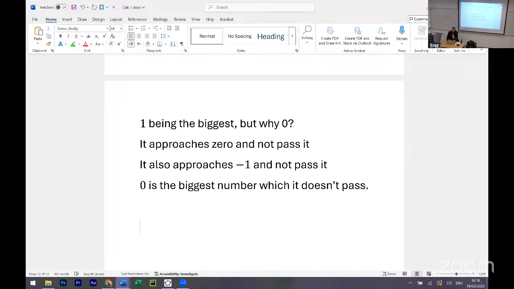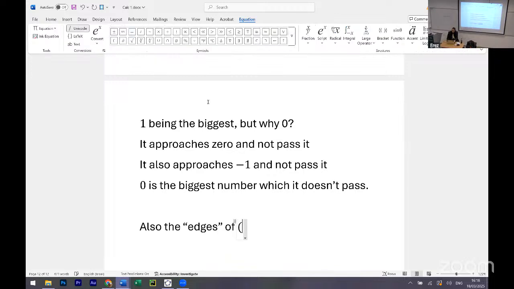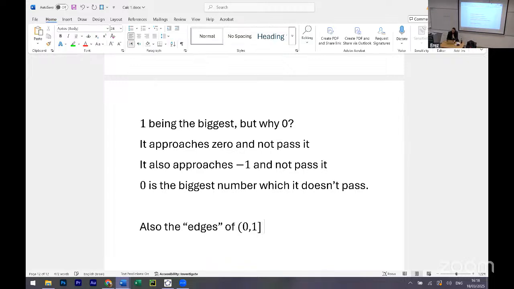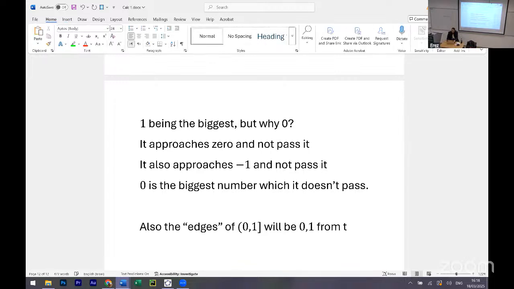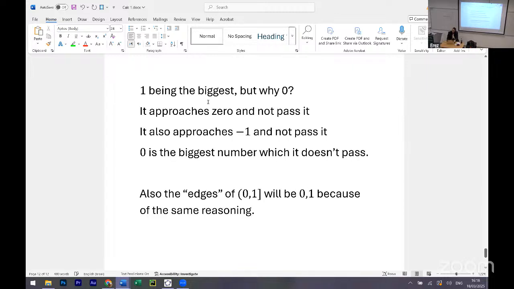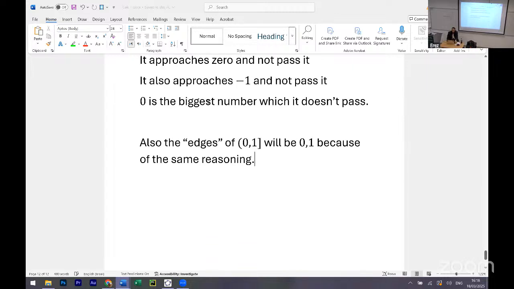Okay, so similarly, the so-called edges of the set from, I don't know, 0 to 1 will be 0 and 1, for the same reason. So again, this was introductory. In just a few minutes, I will give the very exact mathematical definitions, which we will use later.